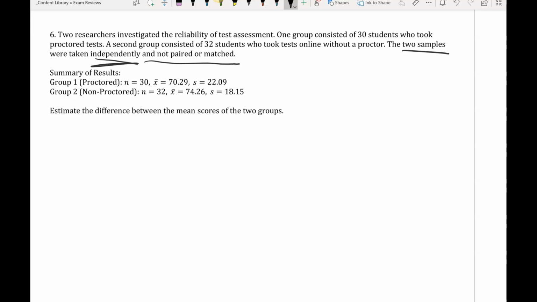What we want to notice is, one, what are we comparing? We're comparing our X bars here, okay? So there are two of them, two means. Two means are compared. They are from independent samples.